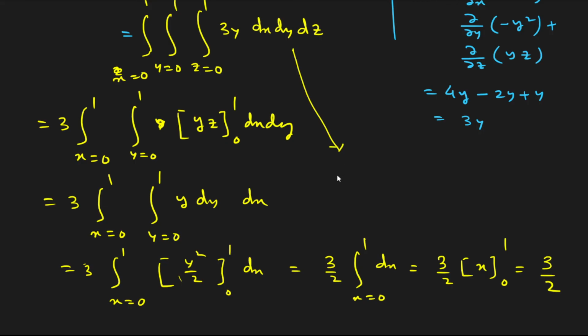From this particular line, you can also do it separately like this: 3 you can take outside, x equals 0 to 1 dx, y equals 0 to 1 y dy, and then z equals 0 to 1 dz. Individually you can do it and you will get the same answer. Maybe it will be one or two lines shorter. So these are the two problems.